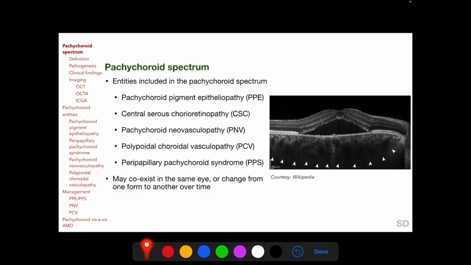So the diseases included in the pachychoroid spectrum include pachychoroid pigment epitheliopathy, central serous chorioretinopathy, pachychoroid neovasculopathy, polypoidal choroidal vasculopathy, and peripapillary pachychoroid syndrome. We'll discuss central serous chorioretinopathy in the next session, and we'll be discussing the remaining entities, particularly polypoidal choroidal vasculopathy, in this session. These disorders may coexist in the same eye or change from one form to another over time. So this photograph shows a patient with CSR with underlying features of pachychoroid, which we are going to discuss.